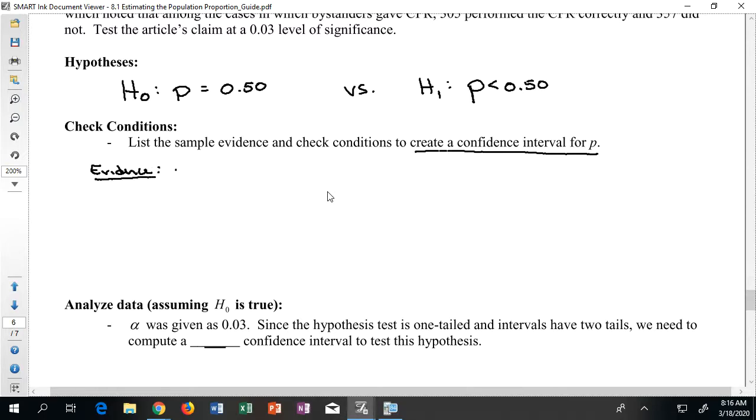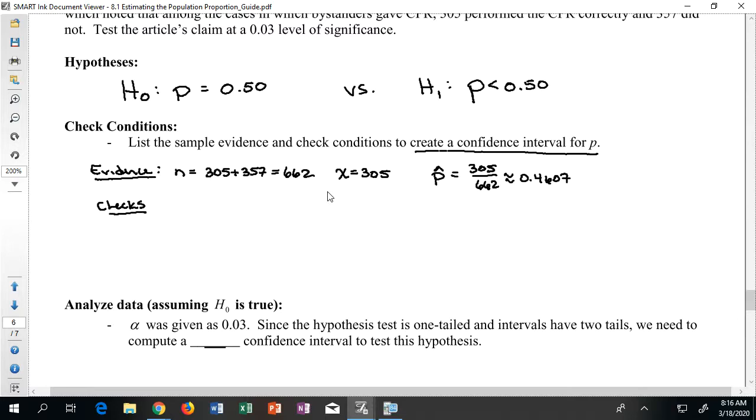So my evidence: we asked a total of 305 plus 357 people, which is 662 total people. Out of those 662, only 305 did the CPR correctly. So the p hat that we come up with is 305 out of 662, and I think on the calculator we came up with that value as 46.07%, or 0.4607.